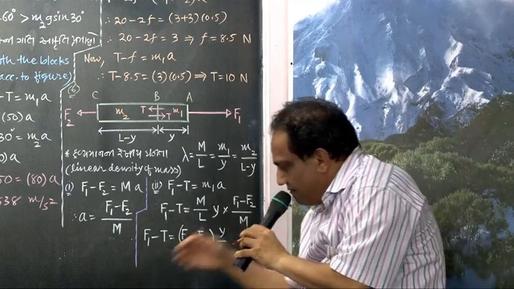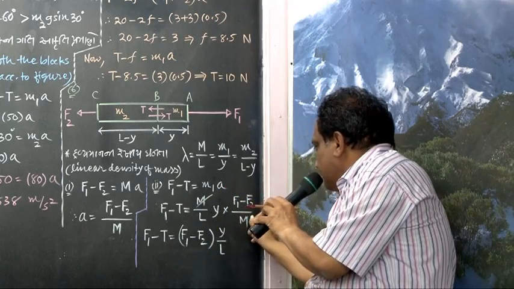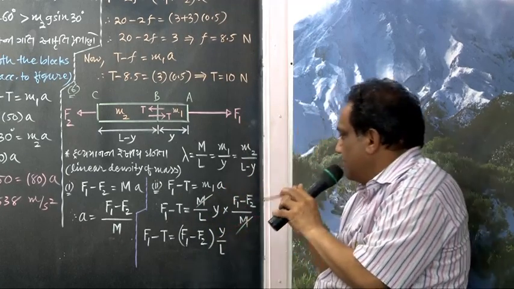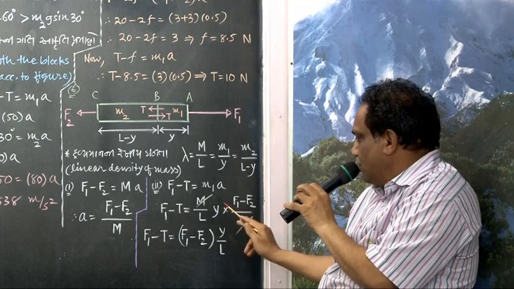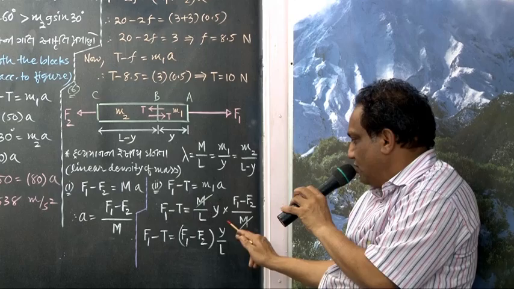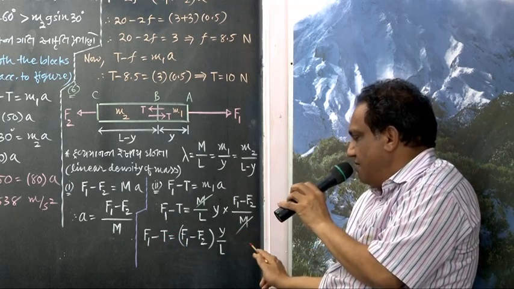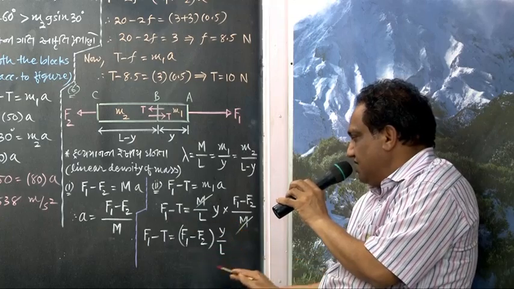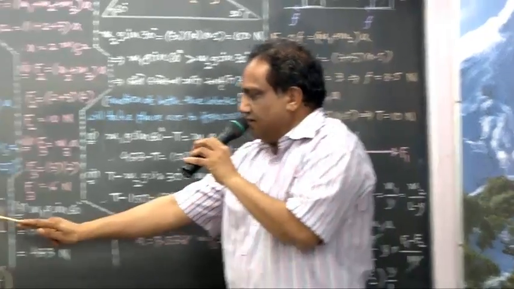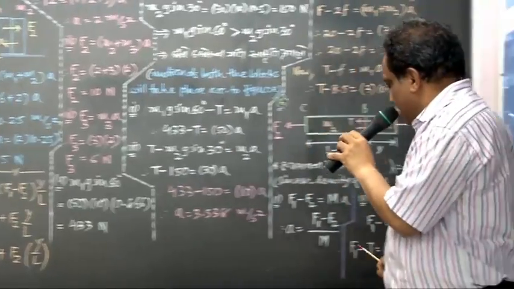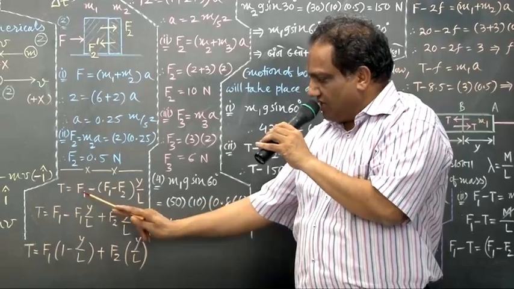Now M and M will cancel. So we get F1 minus F2 into Y upon L. Now transfer the minus T to this side, it becomes plus T, and transfer this part from right to left, it becomes minus. Minus T when you transfer becomes plus T. Here it is. Now this F1 as it is.